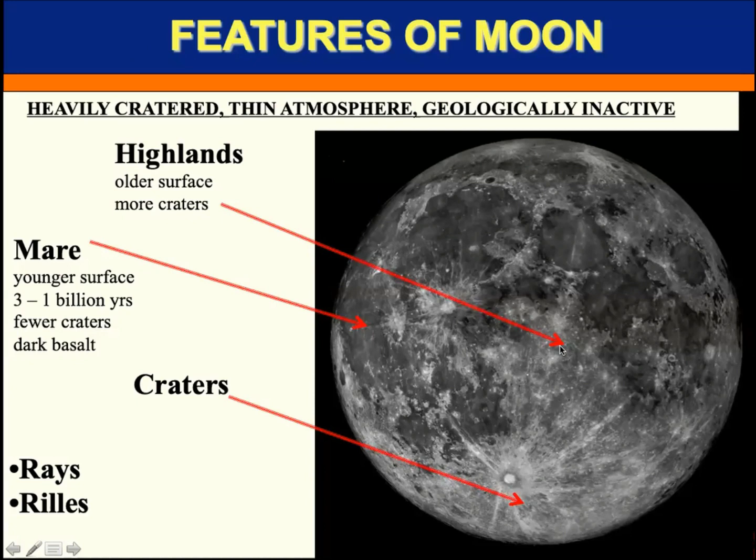The Mare regions are known as the younger regions of the moon. They are about 3 to 1 billion years old, and you can notice that they have fewer craters compared to the highland regions. Then there are other important features like rays, which I'll discuss later. Rills are also there, and those are simply known as lava tubes. So these are the geological features of our Earth's moon: we have highlands, low-lying or darker regions, the Mare regions, a large number of impact craters, and also rays, rills, etc.